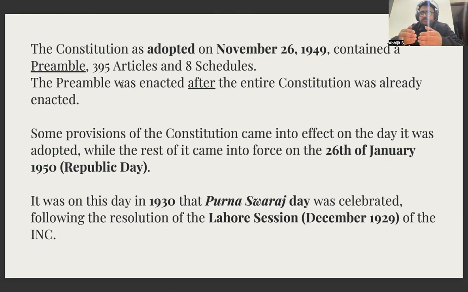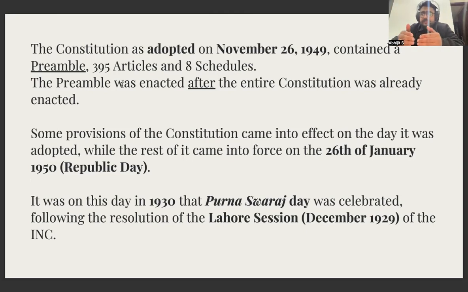Now, once the Constituent Assembly was constituted, they conducted multiple meetings from 1946 to 1949, and finally, on the 26th of November of 1949, the Constitution was adopted, which contained the preamble and multiple other articles and schedules.